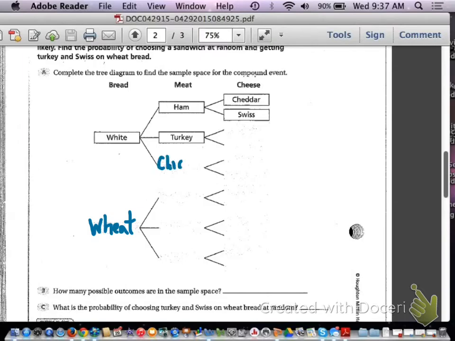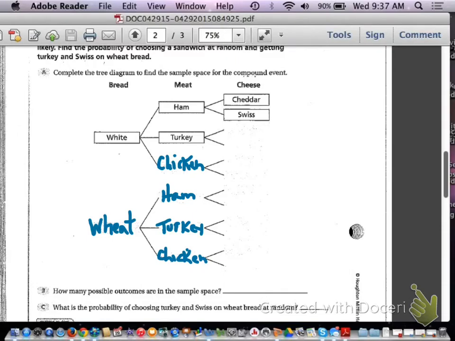So up here, only one of them is missing. And down here, they're all missing. So fill them in: ham, turkey, or chicken. And then the types of cheeses is our third event.